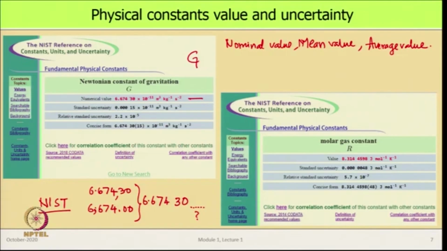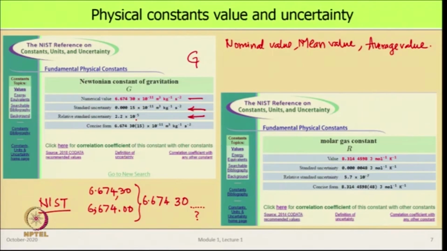And that uncertainty is characterized in the next statement. It says that the standard uncertainty is this much into 10 to the power minus 11. These are the units. We will learn in a few lectures what standard uncertainty means and how we calculate it. Right now, we just accept that this is a standard uncertainty. And the next line reports the relative standard uncertainty, which is the standard uncertainty divided by the numerical value. And this, as you can see, is 2.2 into 10 to the power minus 5.